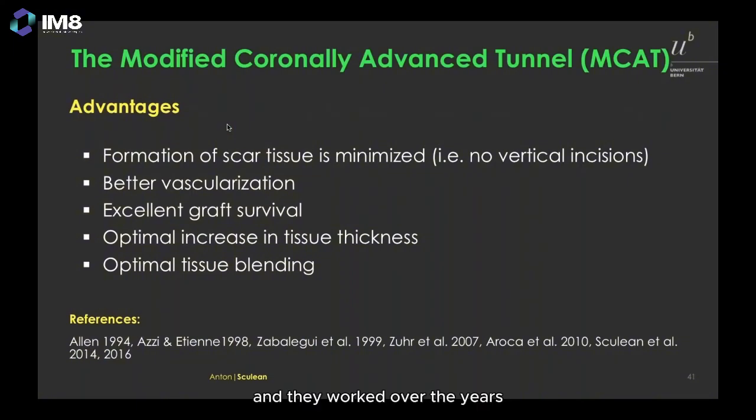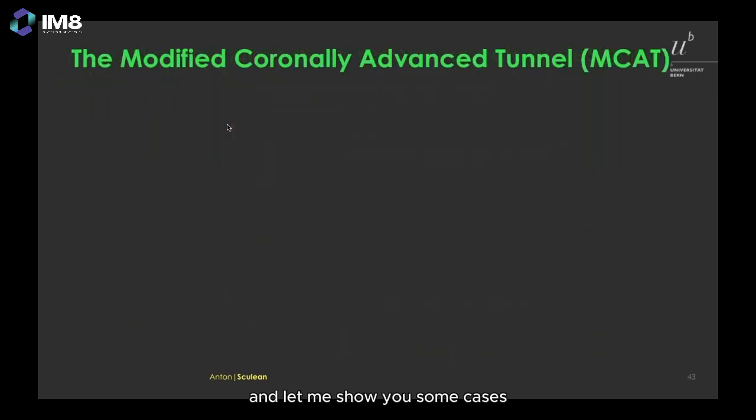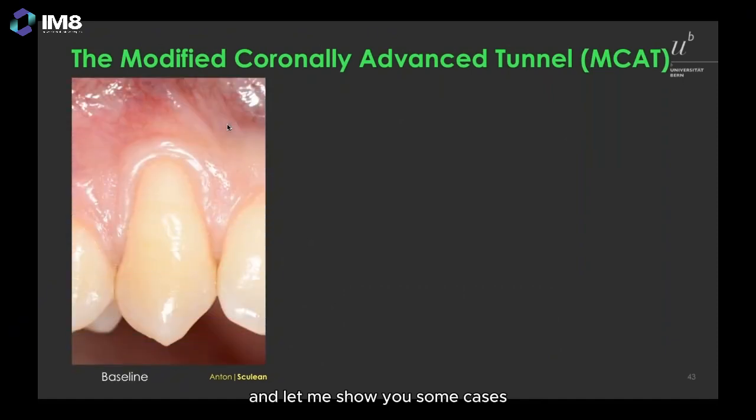And we worked over the years at the modification of the coronal advancement of the tunnel. Why? Because we have a very good wound stability, very good wound vascularization, and a nice increase in tissue thickness and tissue blending. And of course, for this procedure, we need specially designed instruments, so-called tunneling instruments. And let me show you some cases.